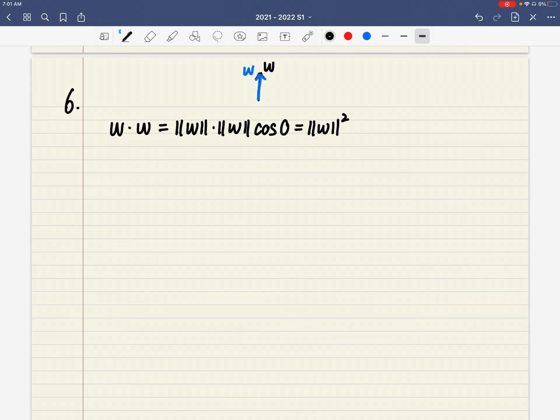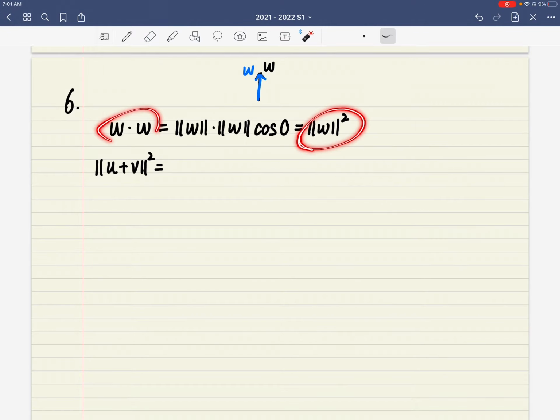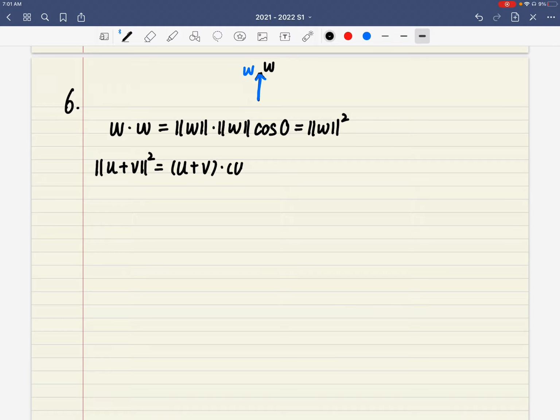We need to prove that, first, the length of U plus V squared is equal to the right-hand side. Because here we have the length of something squared, which is equal to the dot product, so it's equal to U plus V dot U plus V. Then you can expand it. It's U dot U plus U dot V plus V dot U plus V dot V.